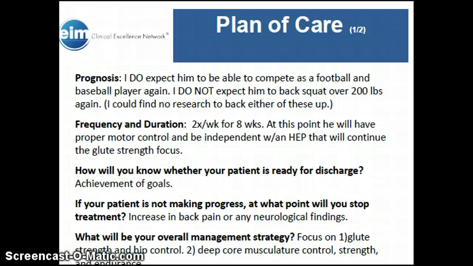Figure I'll stop treatment if there's any increase in back pain. If he starts having those symptoms again, that's not a good thing, or if there are any neurological findings, I sure wouldn't expect either of those, but if those occurred, I don't think it'd be appropriate for treatment. My overall management strategy, I'm going to be focused on glute strength and hip control, and then deep core musculature control, strength, and endurance.